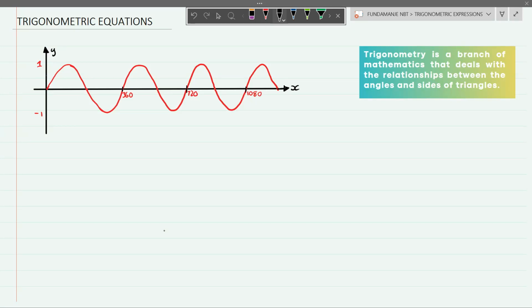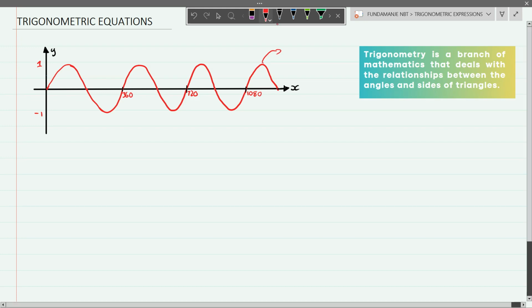Hi, in this video we want to talk about trigonometric equations. Now these are different from the expressions we just talked about, and trigonometric equations are also known as general solutions, and we want to take a look at why that is the case and just a short example on that. So what I have drawn here is the function y equals sine x.